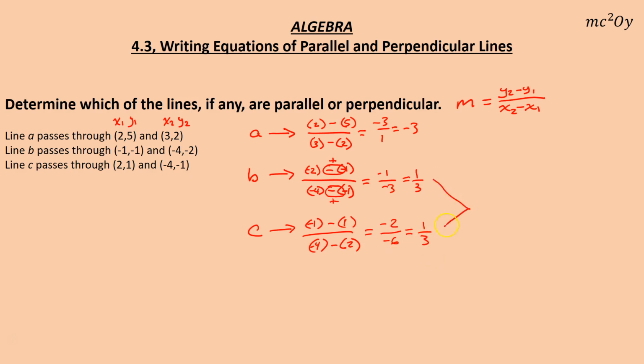Okay, so since these slopes are the same, these two lines are parallel. B is parallel to C. And we would want to say why: slopes are both 1/3. Okay, so use math to tell why.